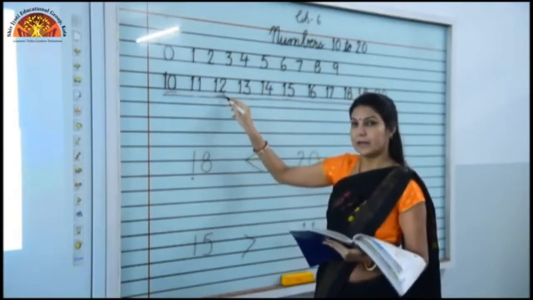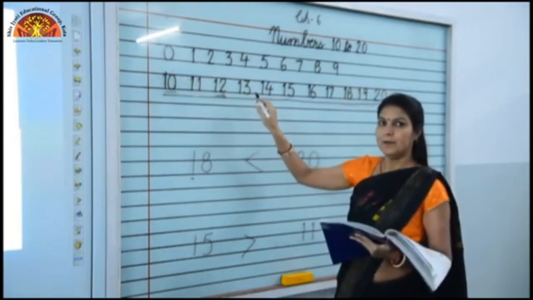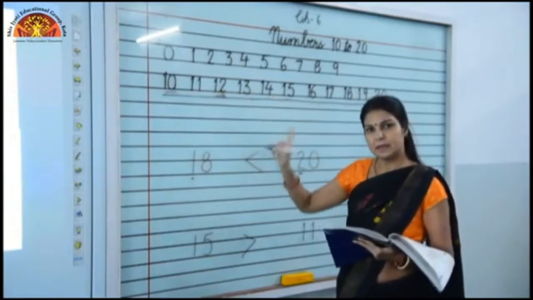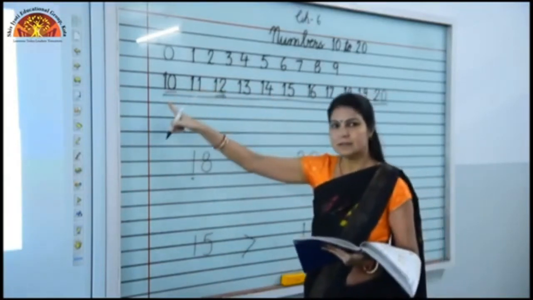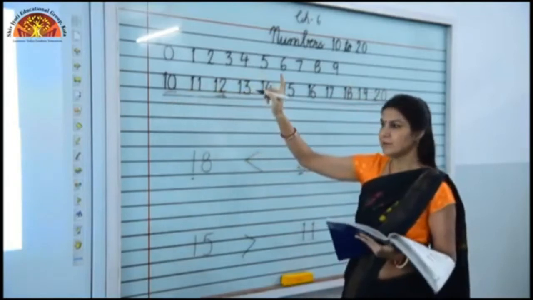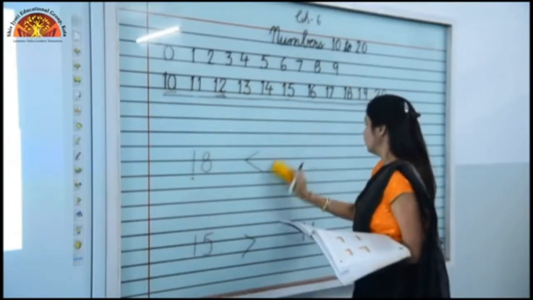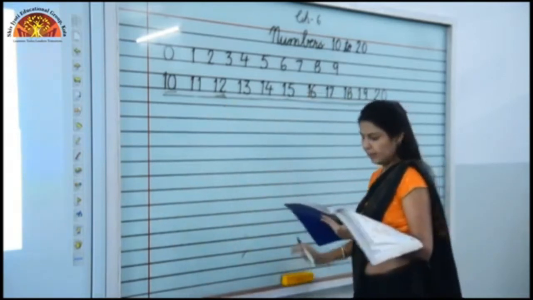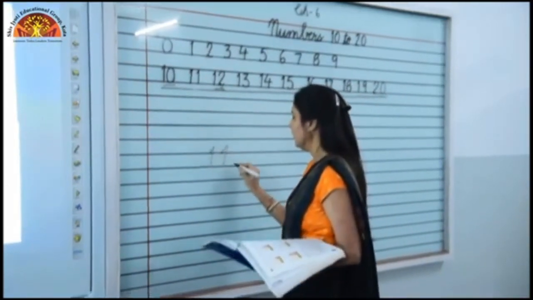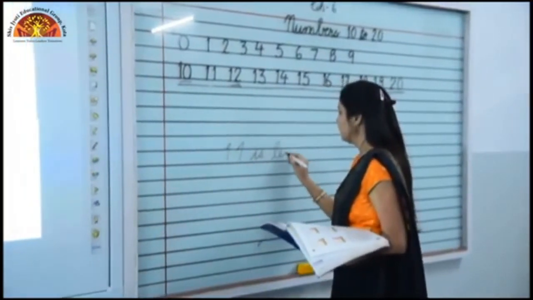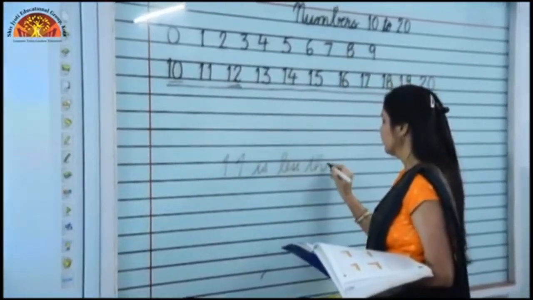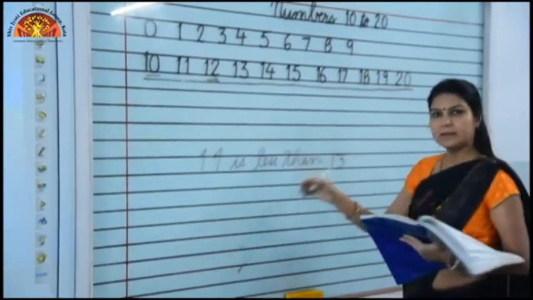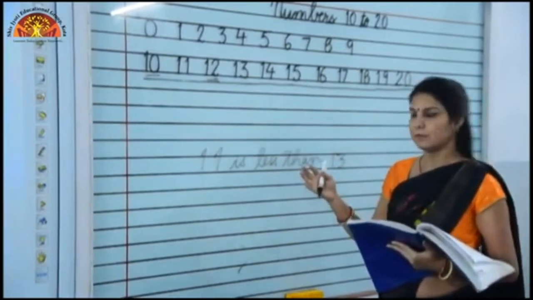This is farther from 0. So it is the bigger number. It is more than 10. So this statement is correct. 12 is more than 10. I hope you have understood. Now see one more question here. Now we will see 11 is less than 13. Now tell me this statement is correct or wrong.